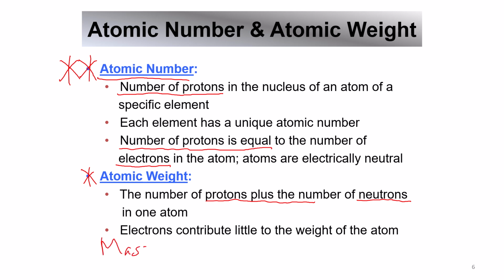Mass number. This refers to just the protons plus neutrons, not the electrons at all. But again, the atomic weight is all 3.